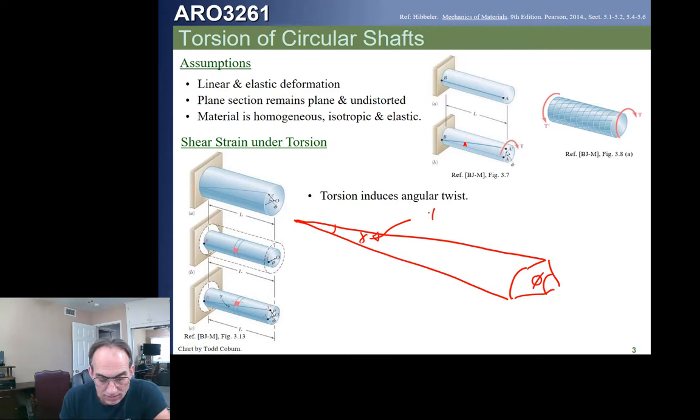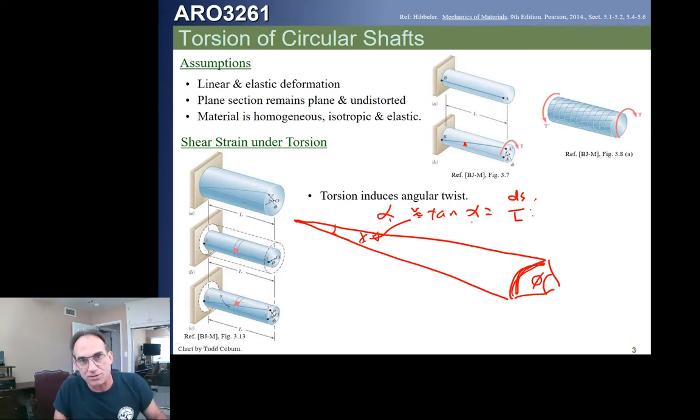And we know the tangent of alpha is going to be equal to this dimension here, ds, over this dimension here, L. Now if this angle gamma is very, very small, then that's basically about equal to alpha. So alpha equals ds over L. Now that's true for small angles, and we're going to imagine that that's true with everything we do. We also have this down here. So this little angle here, gamma, that's the angle of this rotation from this perspective, we're going to define that as our shear strain.